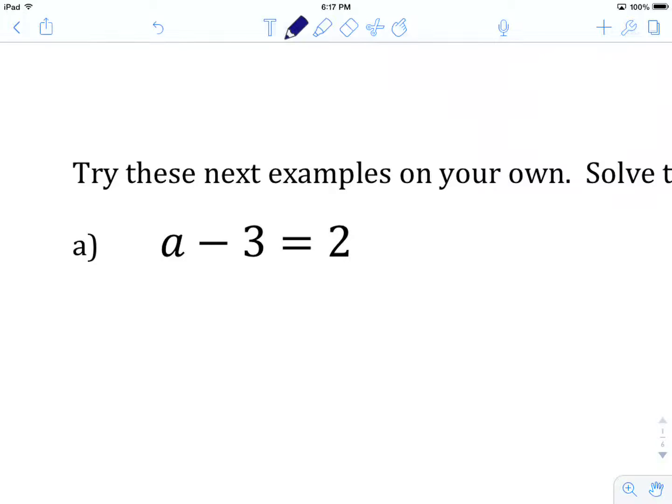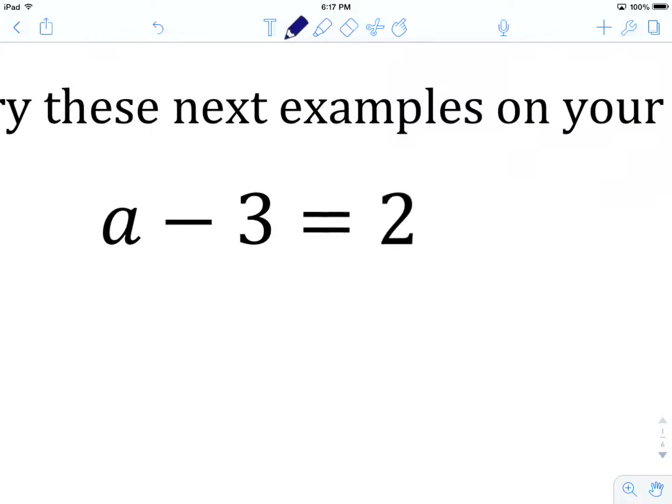We have A subtract 3 equals 2. So a certain number, when we take 3 away from it, is going to give us 2. So we think about that. I have a number. When I take 3 away, I have 2. A will be equal to 5 in this case.